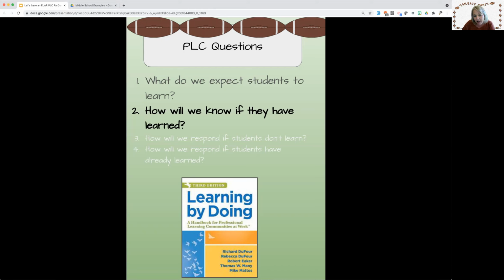In ELAR, I really like to go from the learning target to the activities and assignments, which are always going to be formative for me because I'm going to use whatever the students are doing to collect data, to collect evidence of the learning.